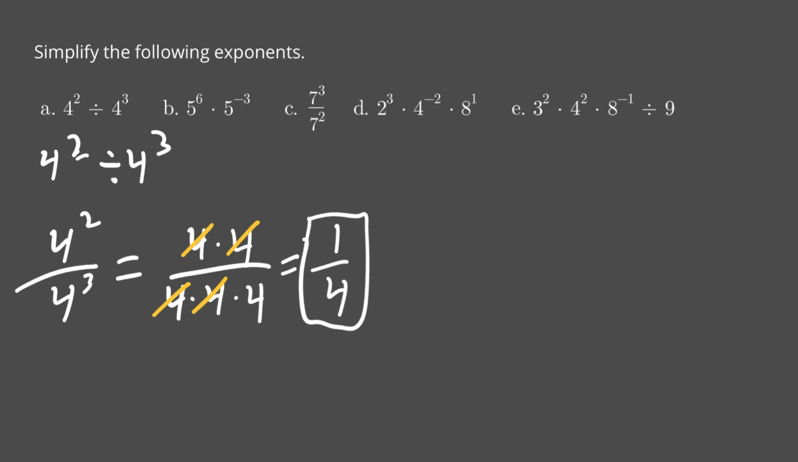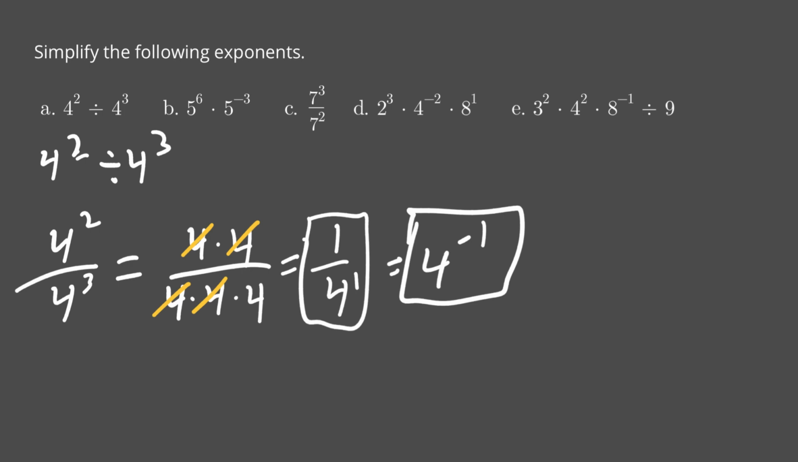Okay. Before starting this example, we talked about how we can flip fractions and make exponents negative. So we know that 1 over 4 is the same thing as 1 over 4 to the power of 1. If we want to flip it and bring the 4 to the top, that's the same thing as 4 to negative 1. So these are both the same thing.